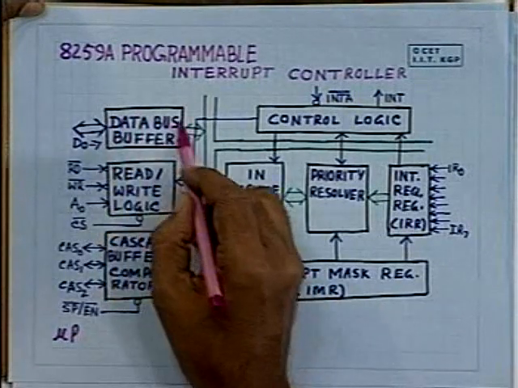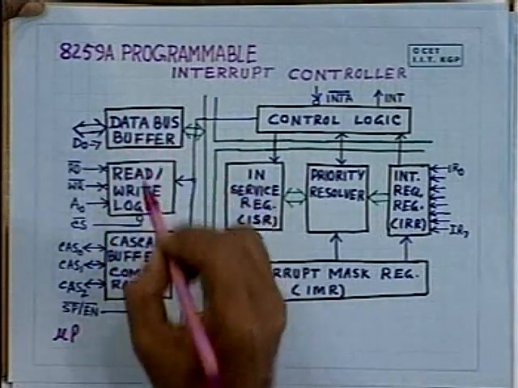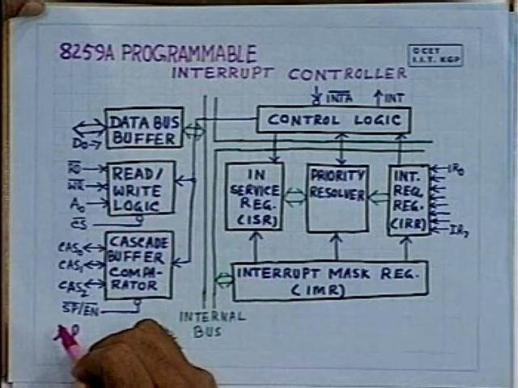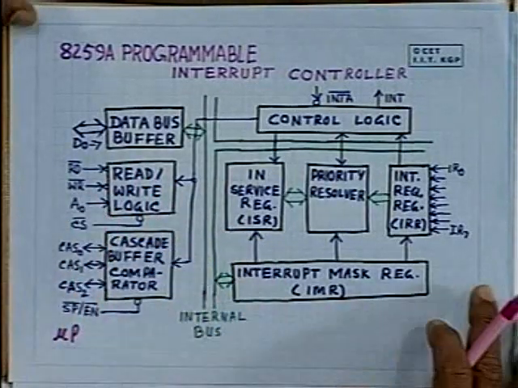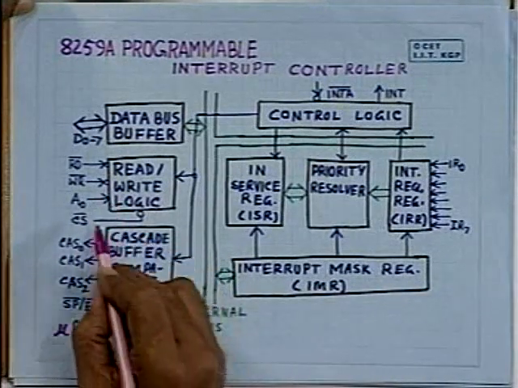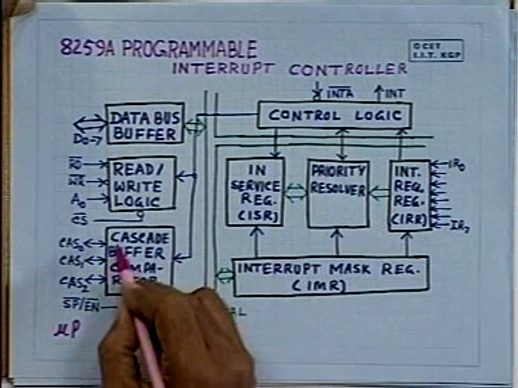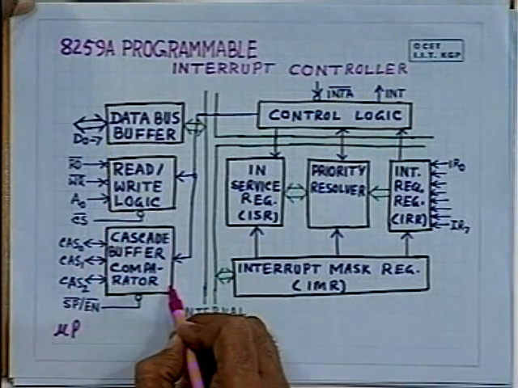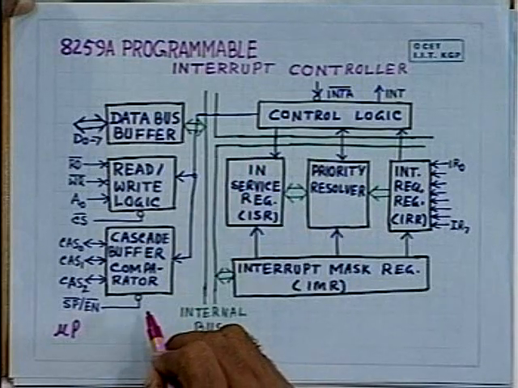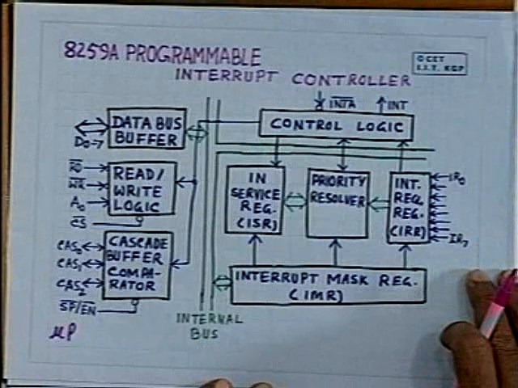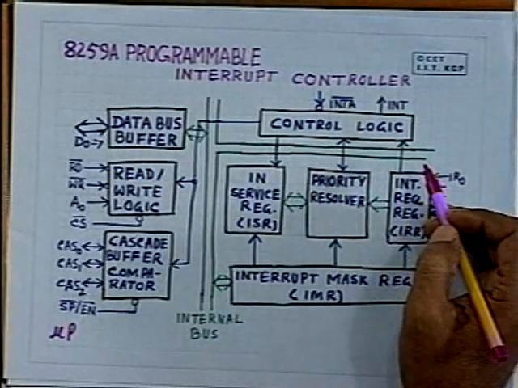And it has got data bus buffer, the tri-state buffers and other things are there. There is read write logic, where those standard read write control signals are coming, and one address line is also coming, then the chip select. Later on we shall explain about this. You can cascade several interrupt controllers to facilitate interfacing of a large number of devices.